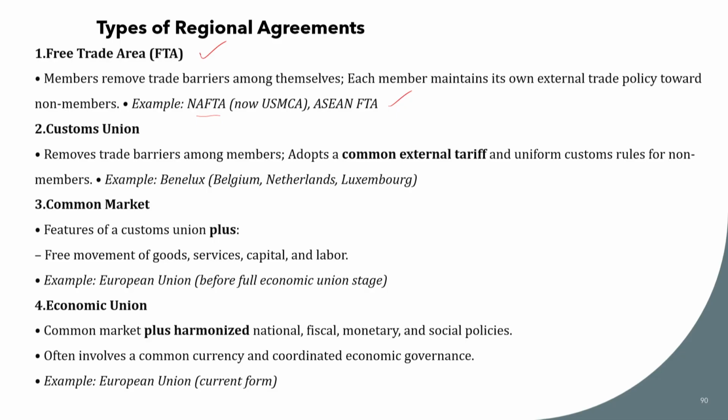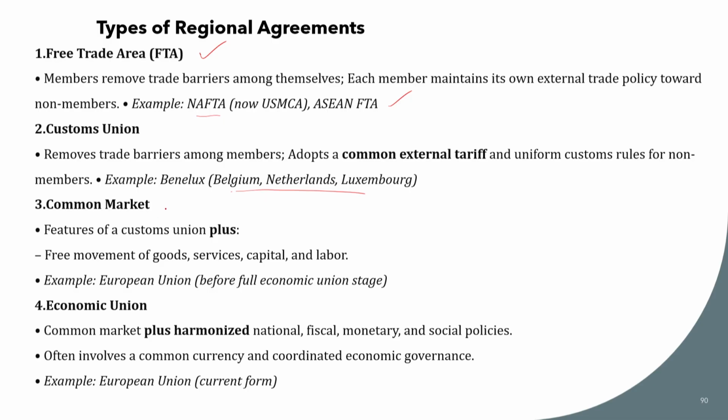Then, going to the customs union. A customs union removes trade barriers among the members and then they adopt a common external tariff. Unlike the free trade area, they adopt a common external tariff and uniform customs rules for the non-members. For example, Benelux, the agreement among Belgium, Netherlands and Luxembourg, is a customs union. That means for the non-members, they follow a common tariff and uniform customs rules.